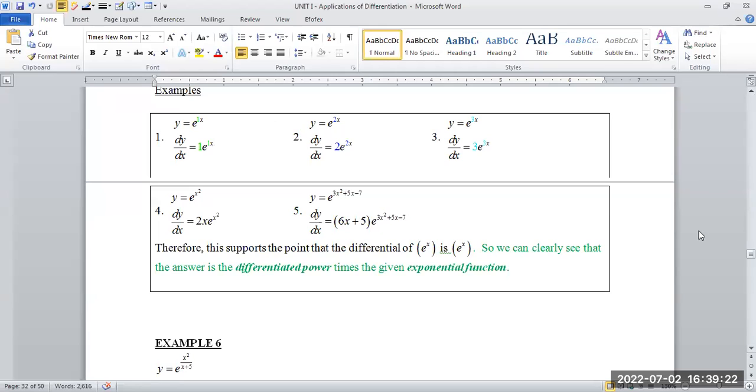Work on that one for me. And guess what? It's now 22. We're spending no more than 10 minutes to just warm up ourselves with this differentiation.